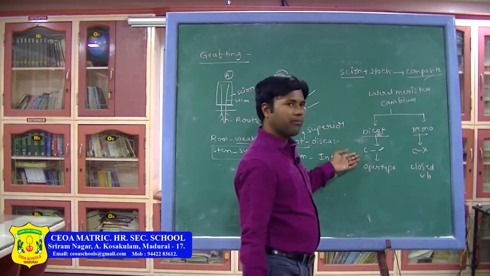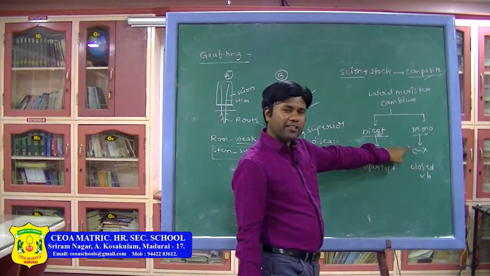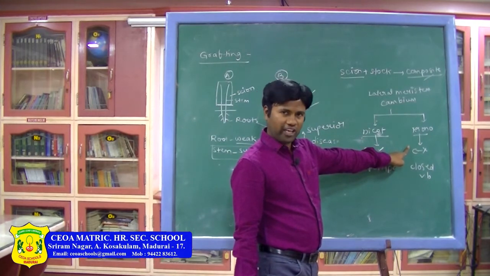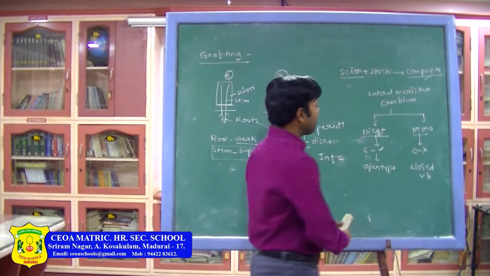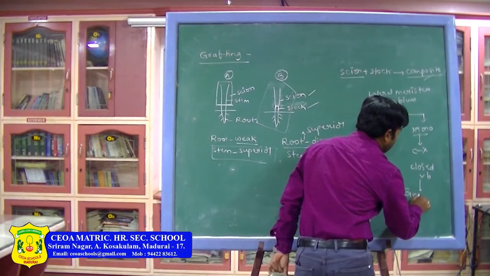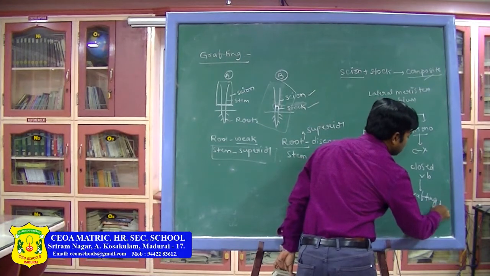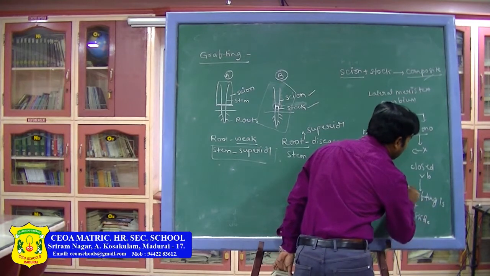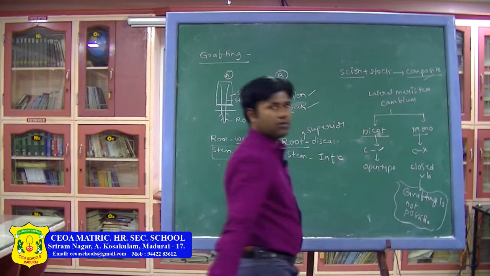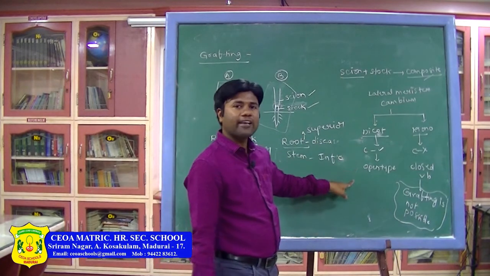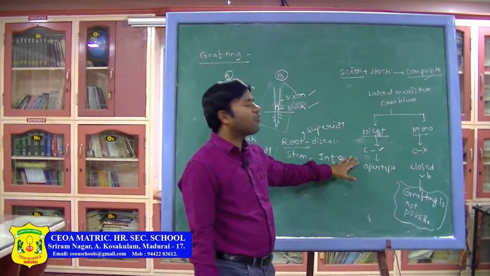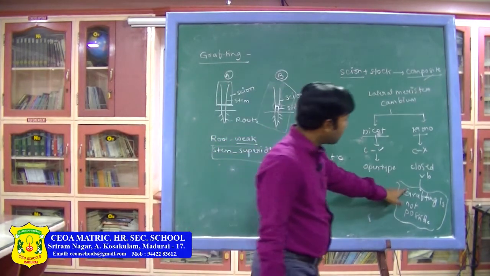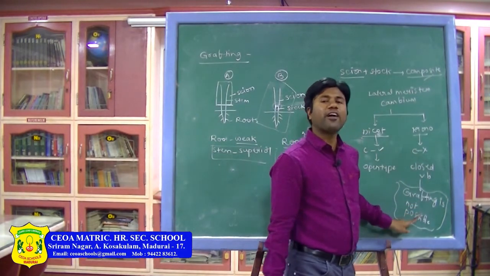Whenever there is no cambium, what happens? Secondary growth will not occur. Due to that, the development of the stem will be very weak. That is the reason why in monocot stems, grafting is not possible. It's very important: in monocot stems, grafting is not possible. Where do you observe grafting? Only in the dicot stem. A question will be asked: in which of the following stems is grafting possible or not possible? This is very important. In monocot stems, grafting is not possible.